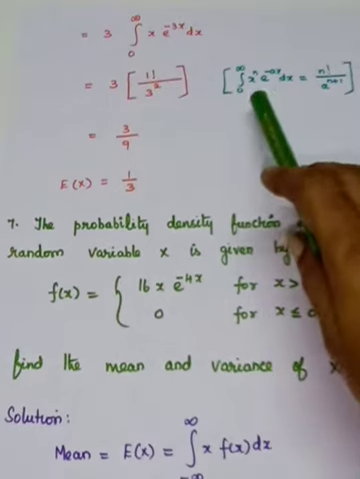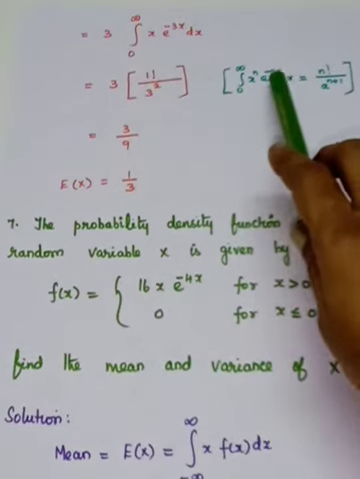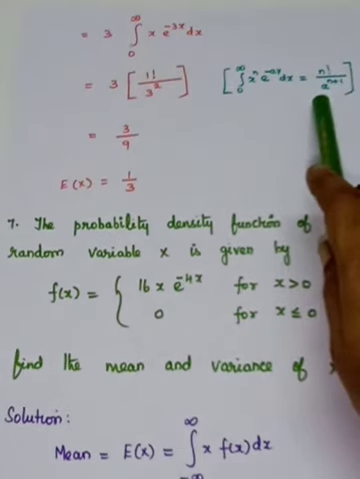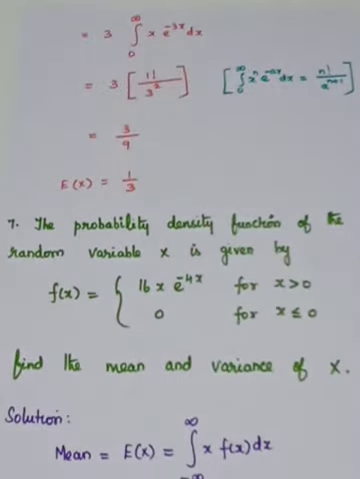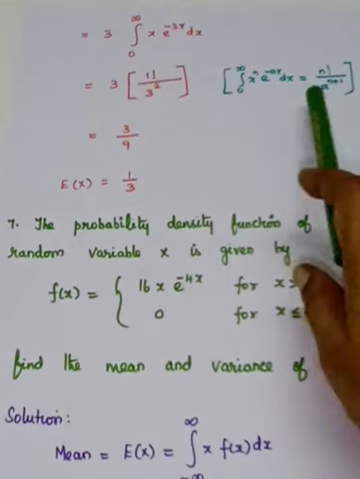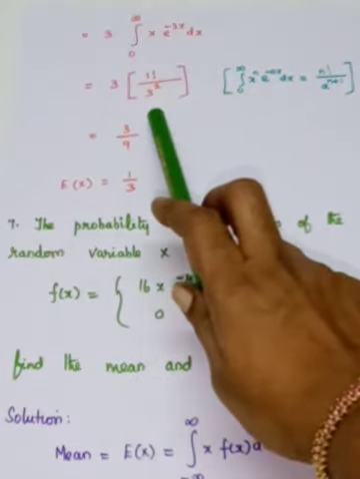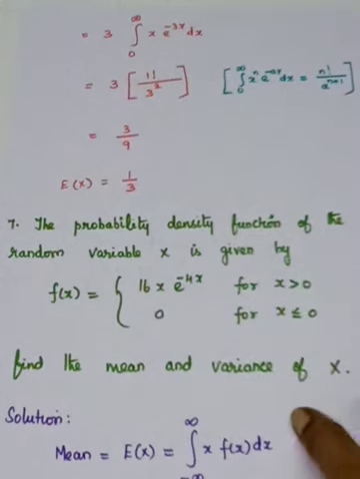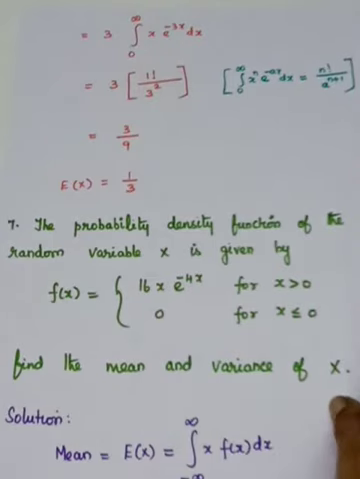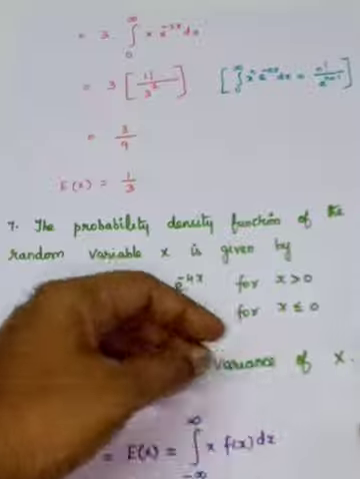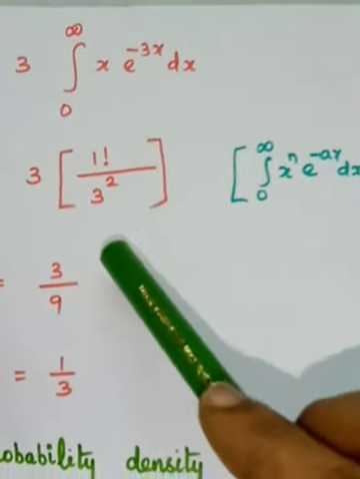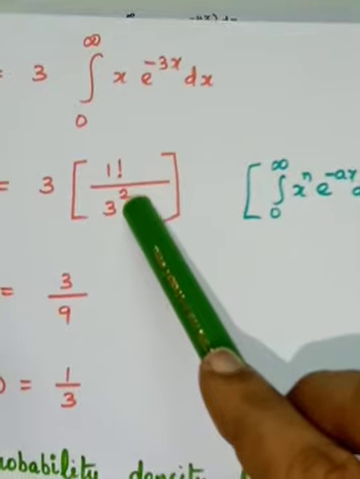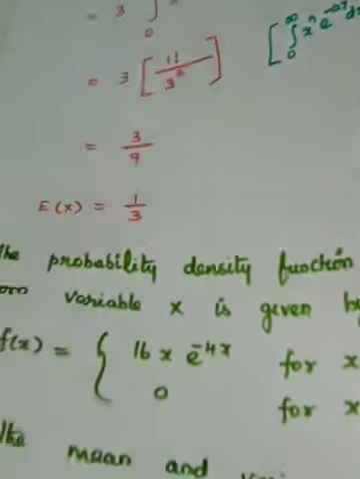So using this formula, integral 0 to infinity x power n e power minus ax dx can be written as n factorial by a power n plus 1. So when you compare this term with this, the limit is 0 to infinity. In the place of x power is 1. And what is a? A is 3. So therefore, when you apply the formula, 1 factorial by 3 to the power n plus 1, that is 1 plus 1, that is 3 squared. So 3 into 1 by 3 squared is what? It is 3 by 9. So when you cancel, it is E of x, that is equal to 1 by 3.